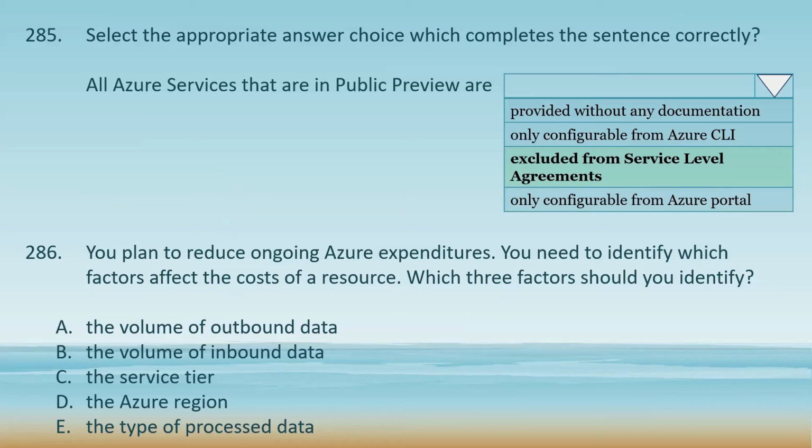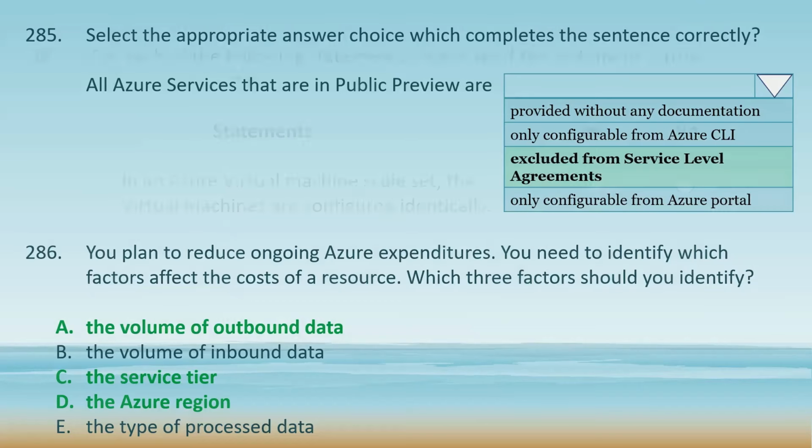First factor that affects the costs of a resource in Azure is the volume of outbound data. As outbound data transfer from Azure services to the internet or other Azure regions incurs cost based on the amount of data transferred. And the next factor that affects cost is service tier. Different service tiers, for example, basic, standard, premium, often come with different features, performance levels, and pricing structures. And the final factor that affects cost is the Azure region. Azure pricing can vary based on the geographic region where resources are deployed due to differences in data center costs and demand.